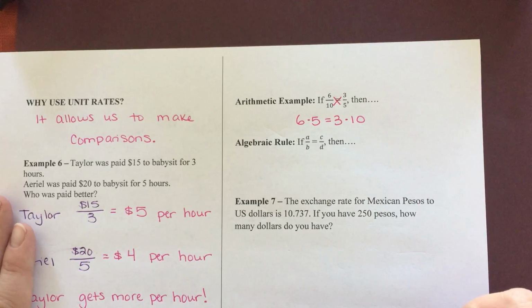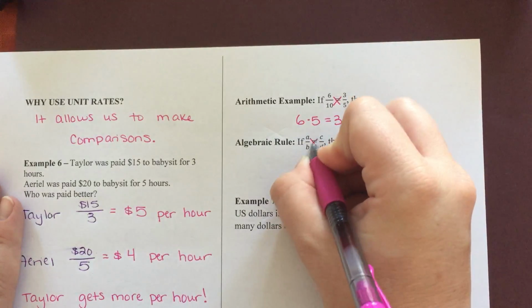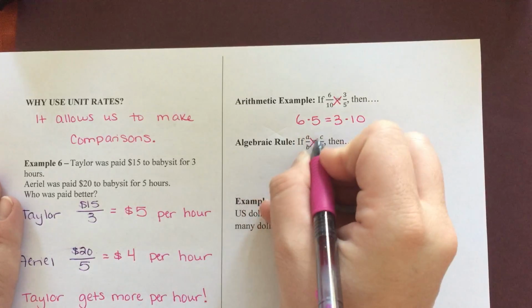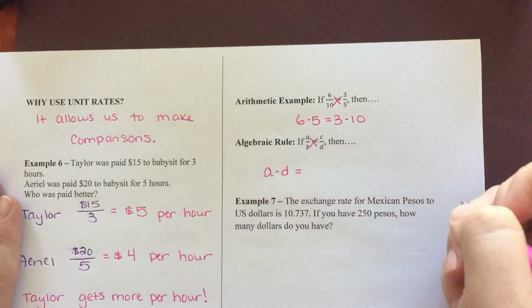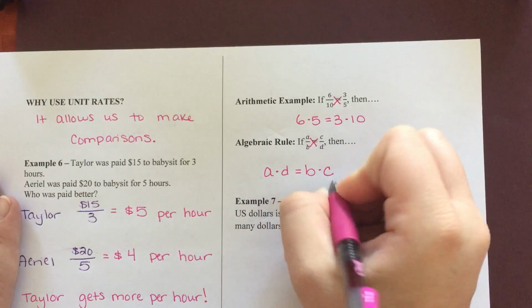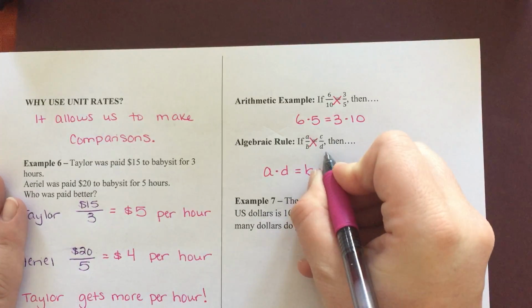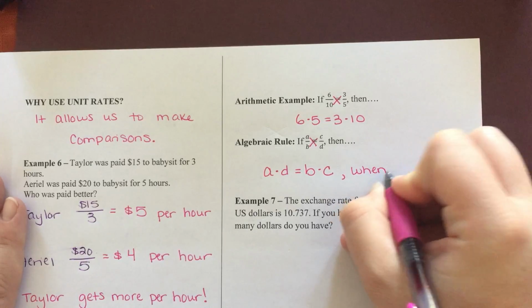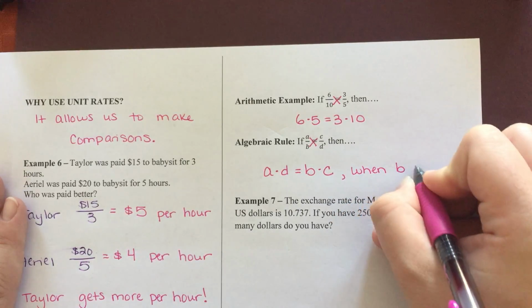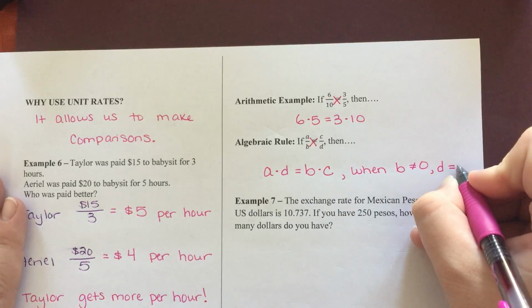The same goes for algebraic. I don't need numbers. If I know that these two fractions are equal to one another, I can still cross multiply. I can say, because these are equal, A times D has to be equal to B times C. That only works though when my denominators are not 0. You can never have a fraction when a denominator is 0. So we're going to add in that line when B does not equal 0 and D does not equal 0.